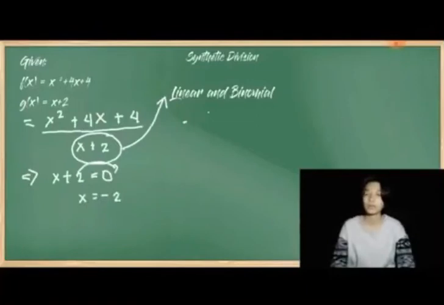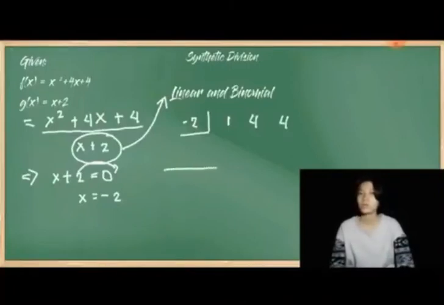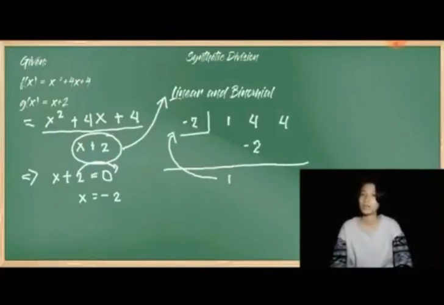Next, we'll put negative 2 here, and let's copy the numbers in the numerator and put them here. So 1, 4, and 4. The next step we'll do, we will bring down 1, and then multiply it by negative 2. So 1 times negative 2 is equal to negative 2. We'll put negative 2 here, and then we'll add: 4 plus negative 2 is equal to 2.